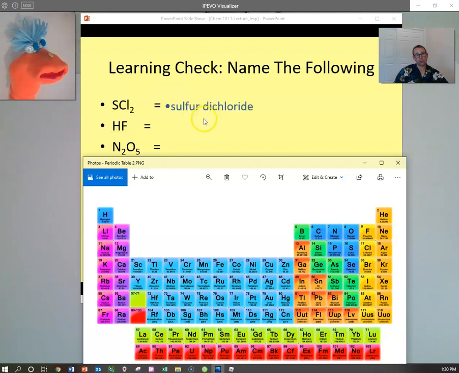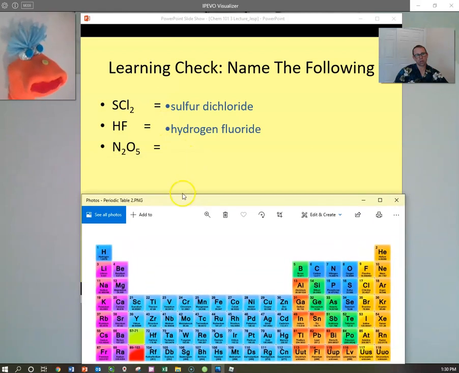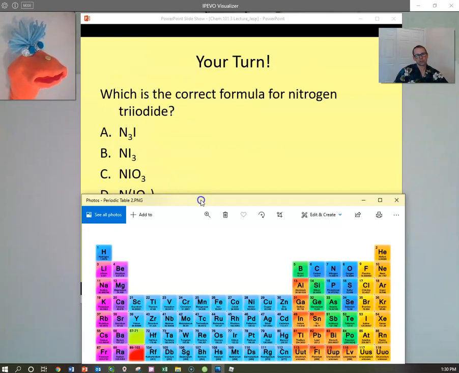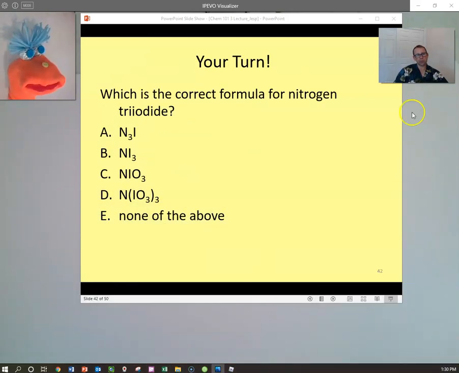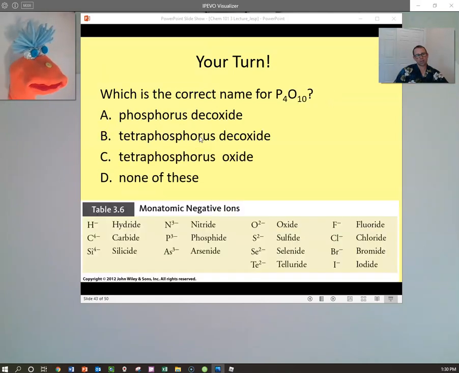Very good, sulfur dichloride. And the next one's hydrogen fluoride. Very good. And the next one's dinitrogen pentaoxide. Very good. Good job. So for all of these, were they molecular or ionic compounds? These are all molecular, no metals in there. Excellent. So what's the correct formula for nitrogen triiodide? Nitrogen triiodide, 3 iodine. That's B. Very good. What about P4O10?